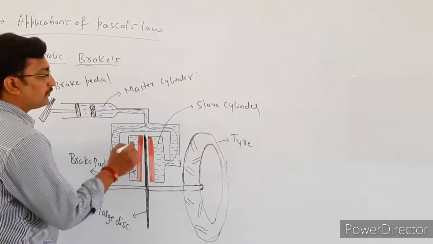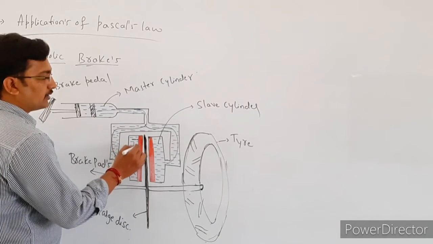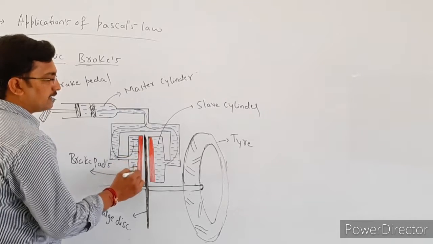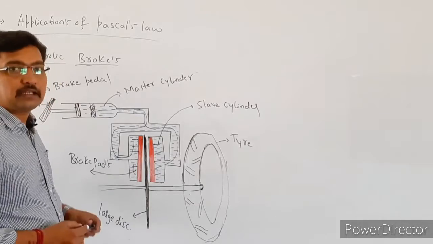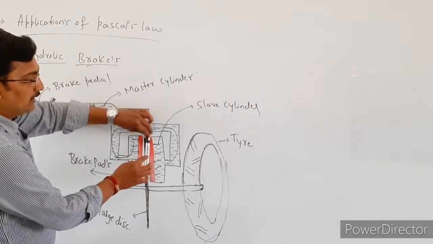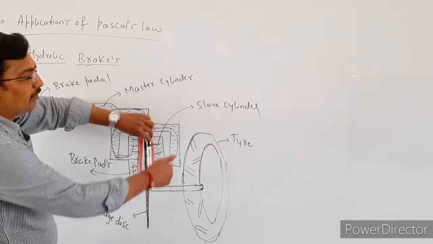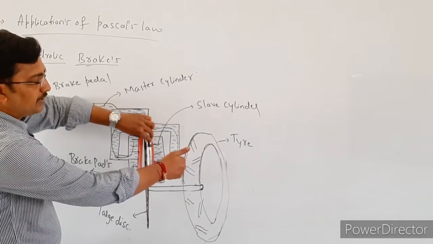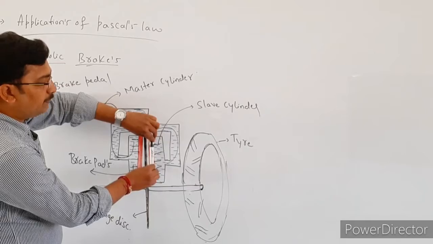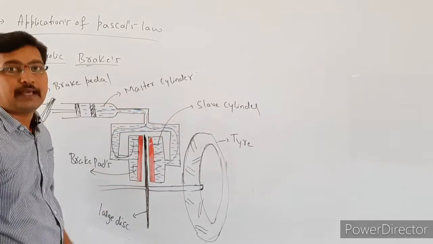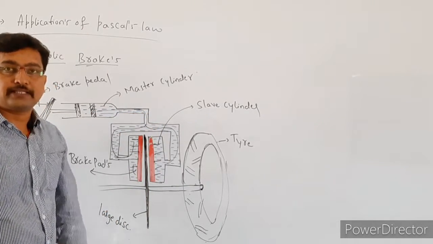Afterwards, this fluid exerts pressure on the brake pads. See here, consider this is a brake pad. In this case, the fluid is exerting the pressure on the brake pad in this direction. In that case, this brake pad is moving in the outward direction. See here, it is very simple.